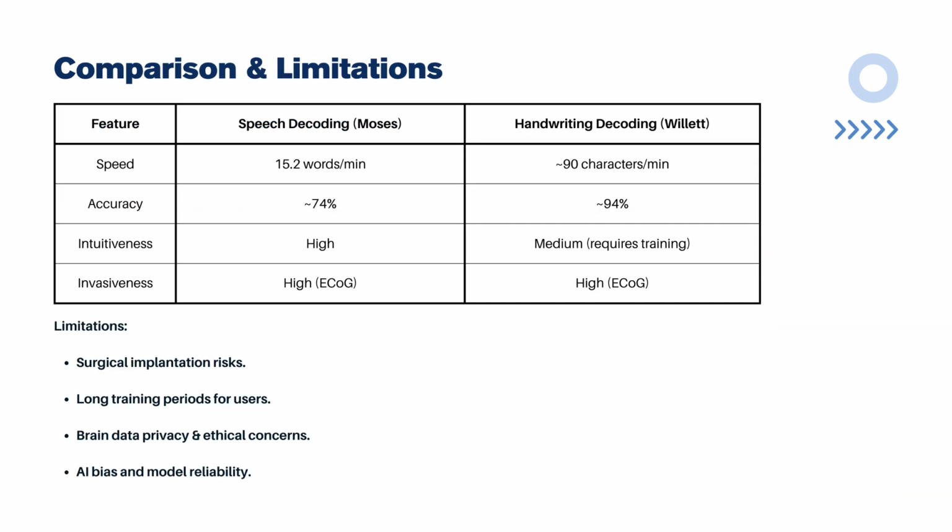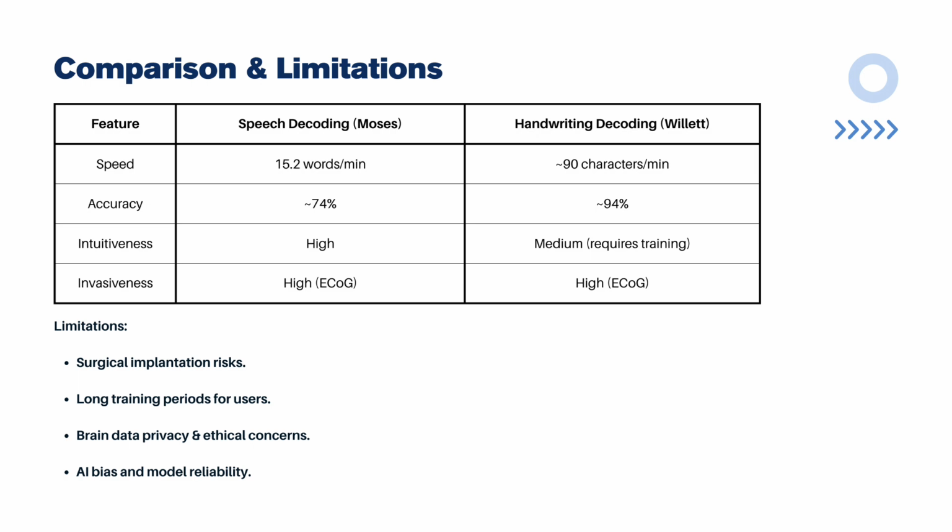Here is the side-by-side comparison of both experiments. Both systems are invasive in their current clinical form. Moses used electrocorticography on the cortical surface, Willett used intracortical arrays, and these choices yield high-quality signals, yet they require surgery and long-term device management.